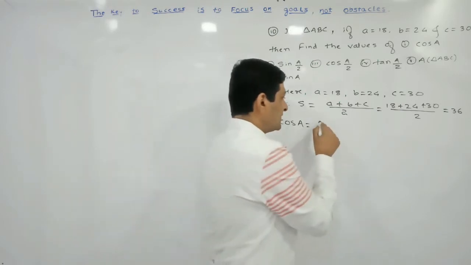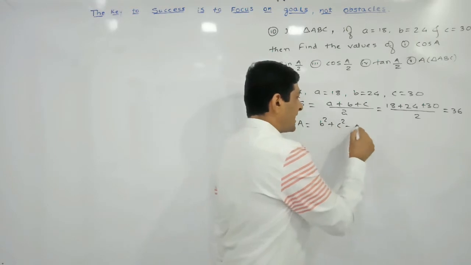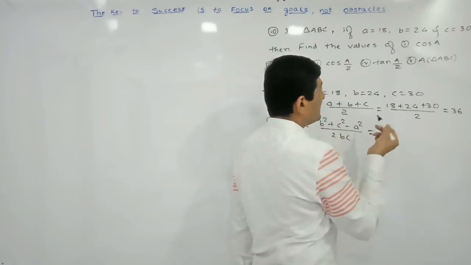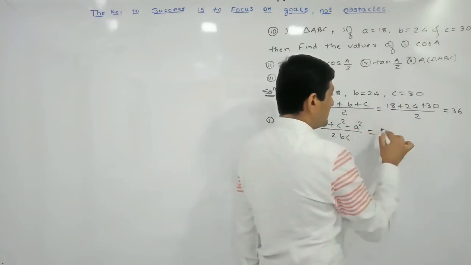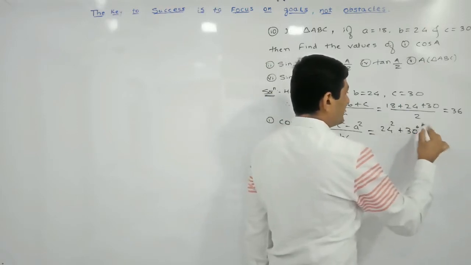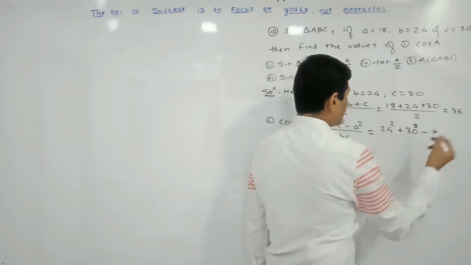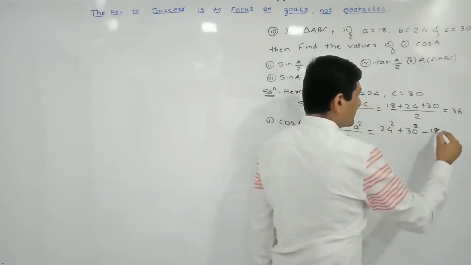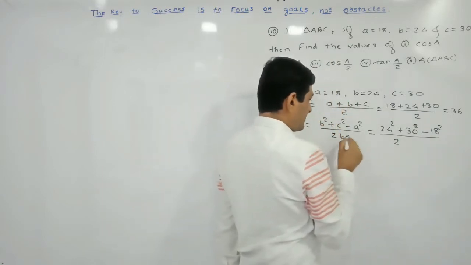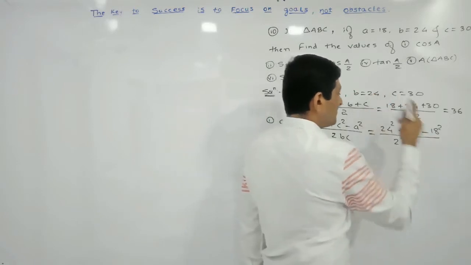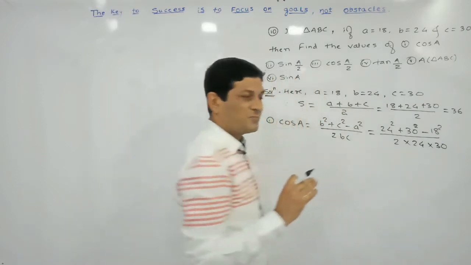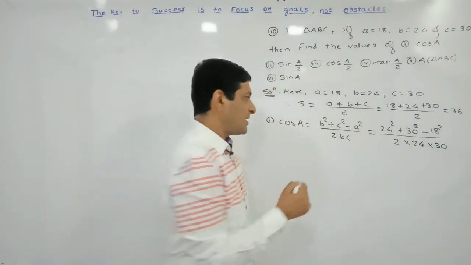What is the cosine rule? B square plus C square minus A square upon 2BC. Replace B by its value. What is the value of B here? 24. So 24 square plus C is equal to 30, 30 square, minus A square, A means 18 square, divided by 2BC. What is the value of B here? B is equal to 24 and C is equal to 30. Once the values are substituted, the remaining part is calculation.